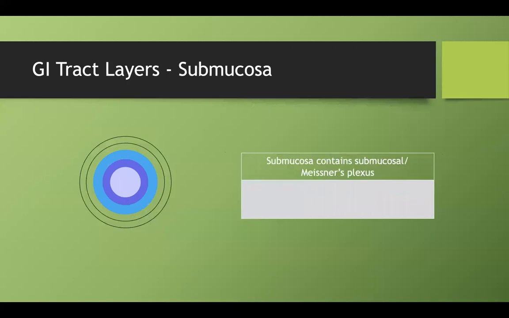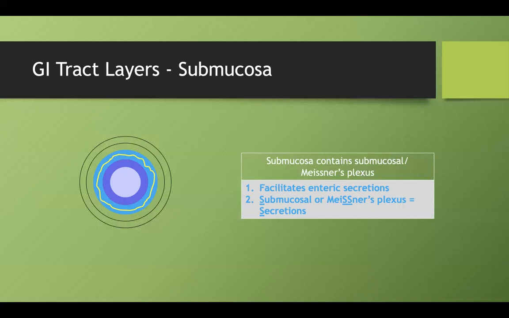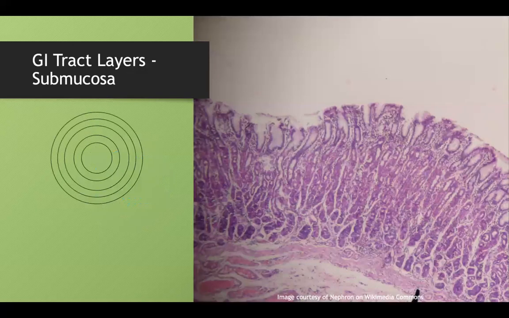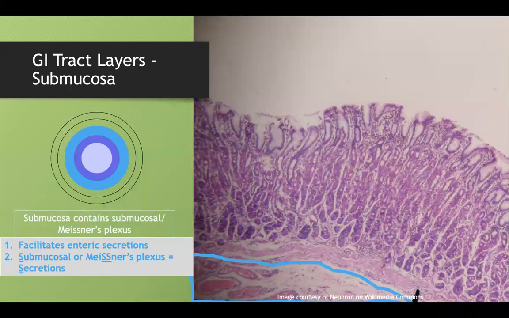So moving on to the submucosa. The submucosa contains a nerve layer called the Meissner's plexus, or the submucosal plexus. And what this does, and I drew it in right here, is it facilitates secretions into the GI lumen from our GI tract. A good way to remember this is just remember all the S's. So the submucosal plexus or Meissner's plexus gives you secretions. And again, if we look at the submucosa, you have a plexus within that layer, and that facilitates secretions out into the GI tract.